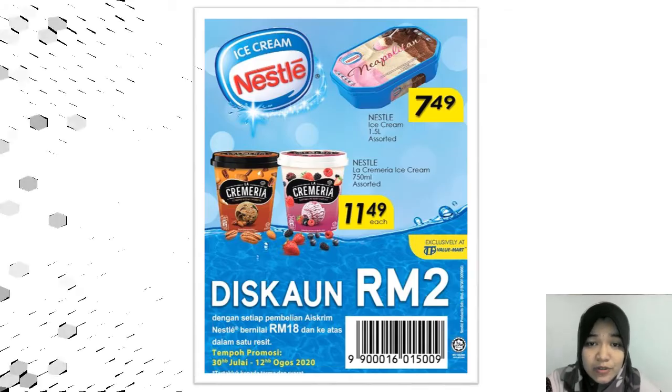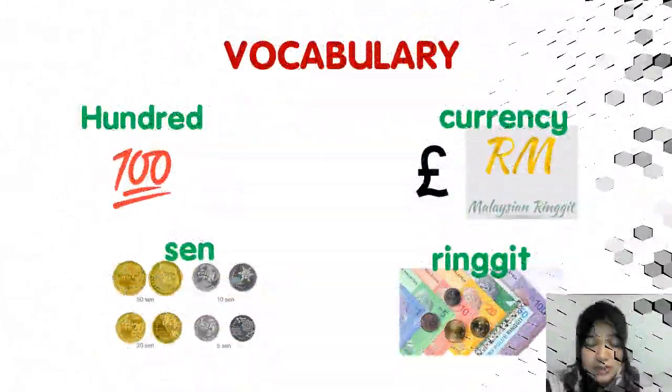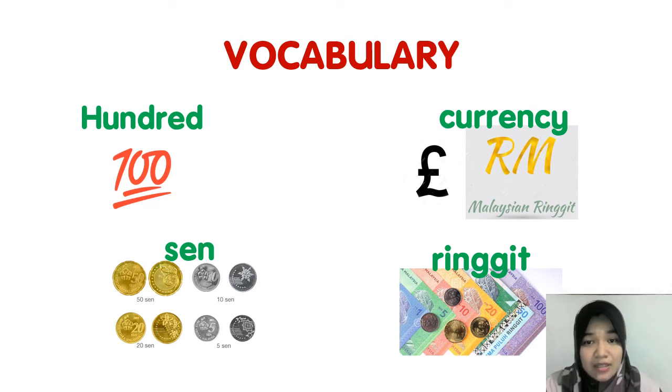Alright, before we move to our main agenda, let's learn about vocabulary first. Before you talk about the price, let's know and understand the vocabulary for the price. Okay, first one is 100. So 100 means that you have two zeros at the back. You must remember this from your maths. So it's called 100.